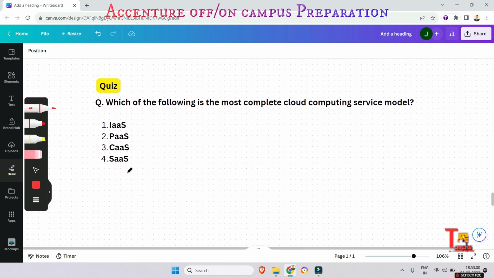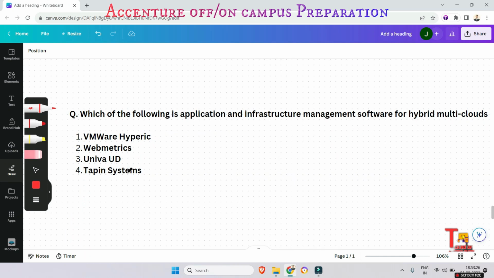Okay, it is a quiz for you. Which of the following is the most complete cloud computing service model? IaaS, PaaS, CaaS, or SaaS? This is a very simple and easy question, but still some of you may be wrong. So give the positive answer and the right answer. Okay, I'm waiting for your reply. Okay, let's go to the next question.